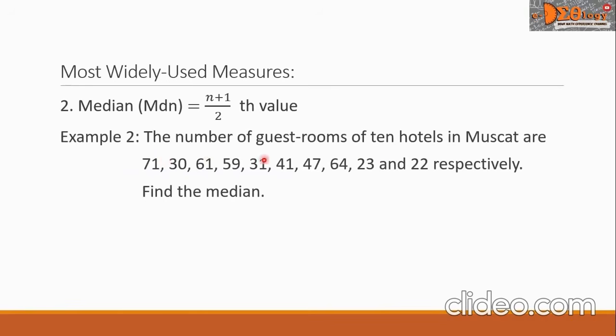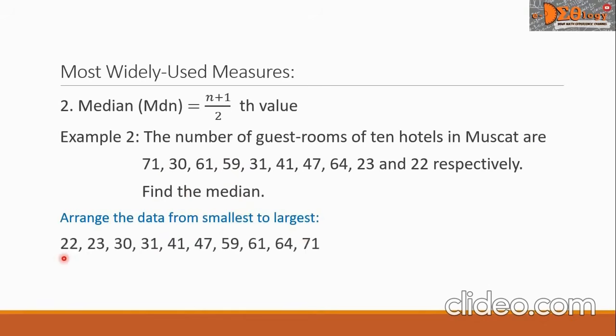The number of guest rooms of 10 hotels in Muscat are 71, 30, 61, 59, 31, 41, 47, 64, 23, and 22 respectively. Find the median. First, let us arrange the data from smallest to largest.